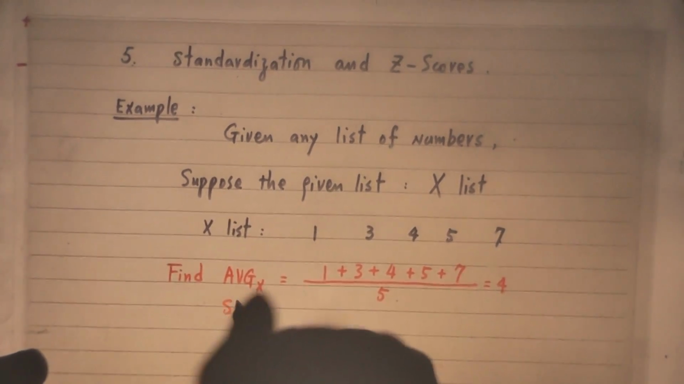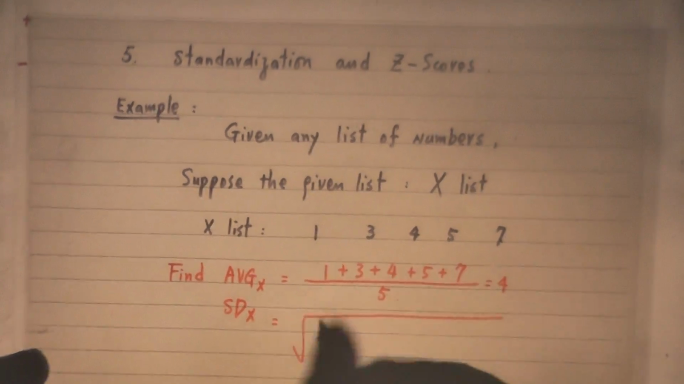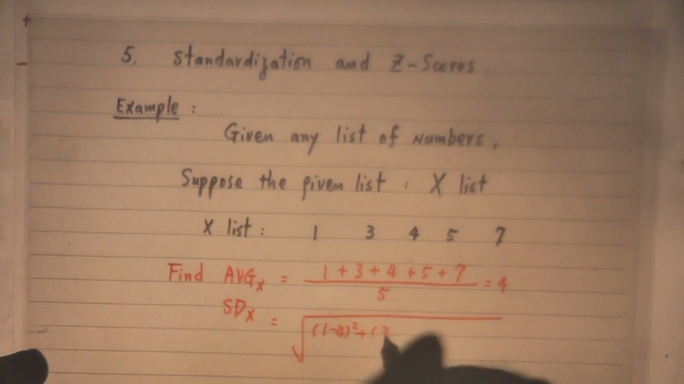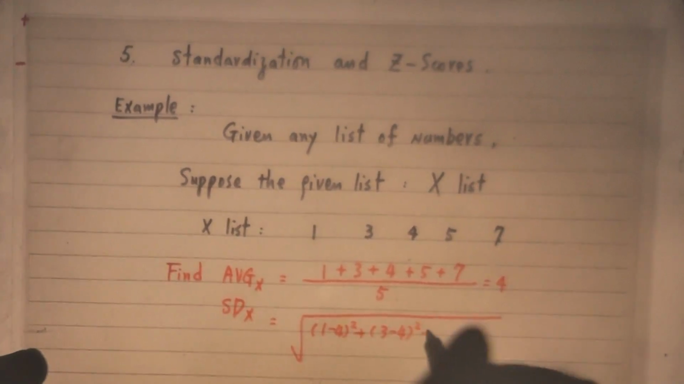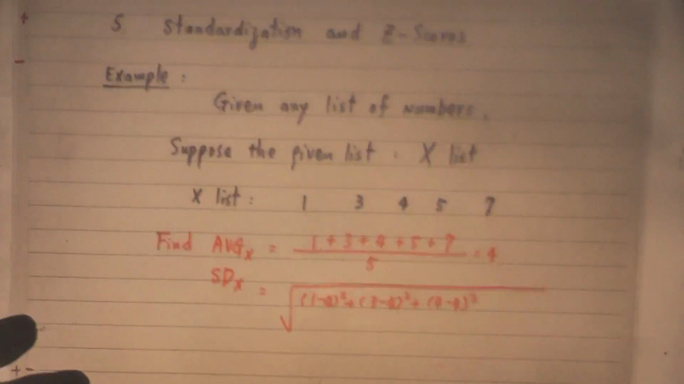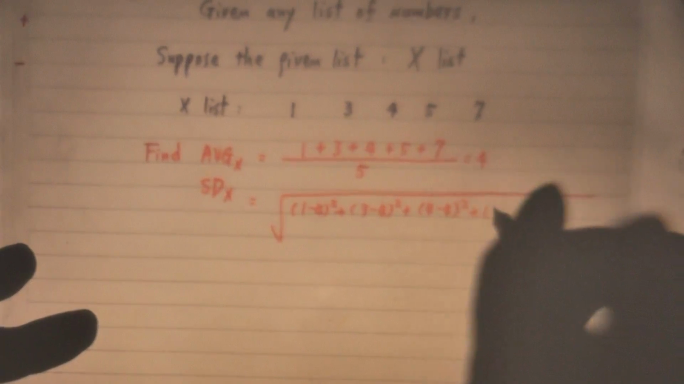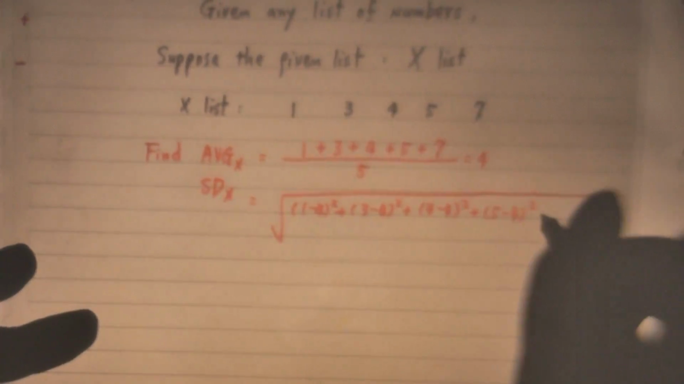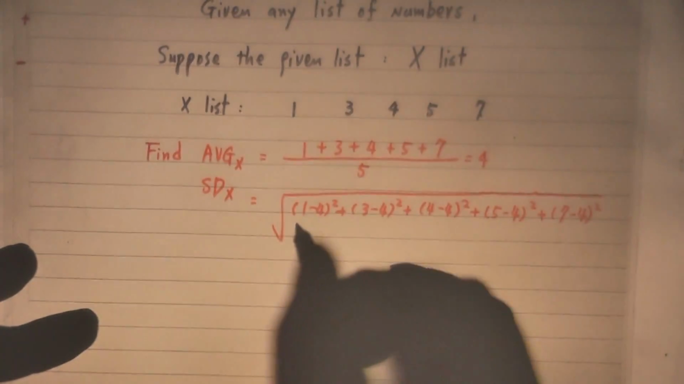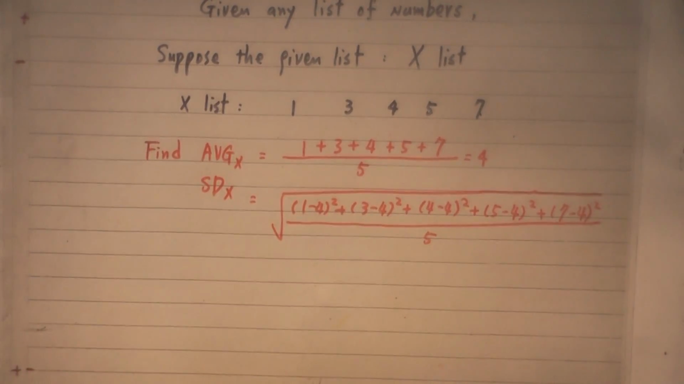And then also find the standard deviation of X. This is 1 minus 4 squared plus 3 minus 4 squared plus 4 minus 4 squared plus 5 minus 4 squared plus 7 minus 4 squared. Then divided by 5.